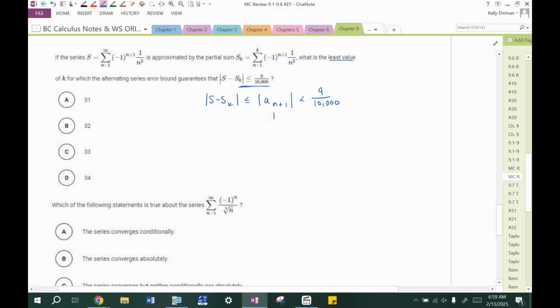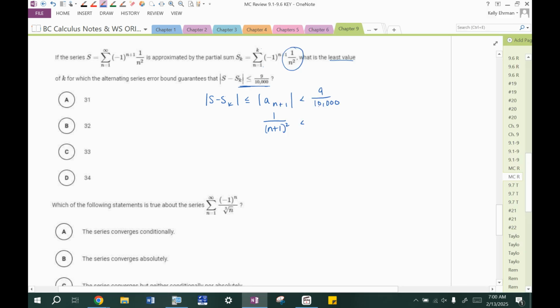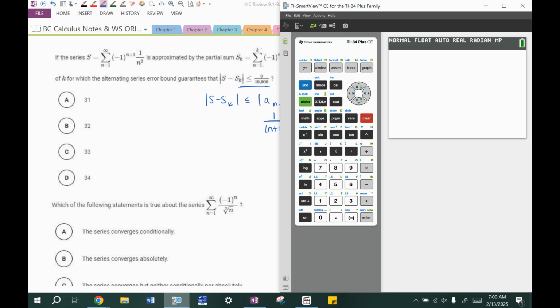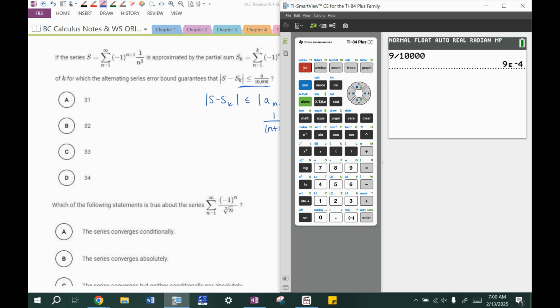So we're going to plug n plus 1 into this expression here, 1 over n plus 1 squared. And we want that to be less than, I guess I don't need a calculator for that. 9 divided by 10,000 is what, 1, 2, 3 places? I think so. Let me double check that with my poor math skills so far this morning. Yes. Again, you can multiply this out, or I think I'm just going to do it with the fraction, maybe because I had a typo in my last part.